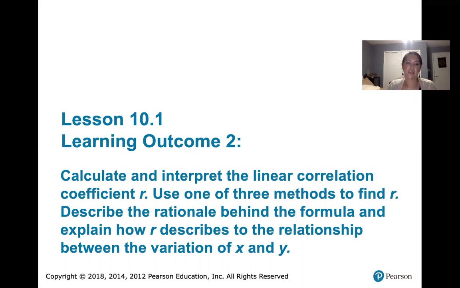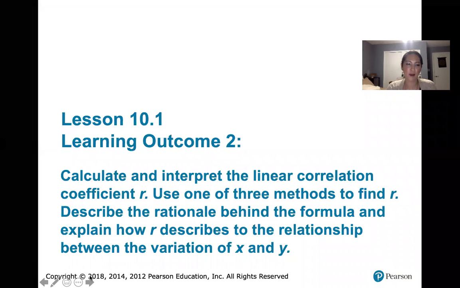My hope is that by the end of this video, you'll be able to describe the rationale behind the formula and explain how R describes the relationship between the variation of X and the variation of Y.